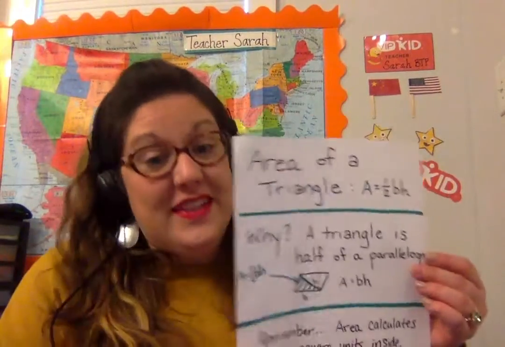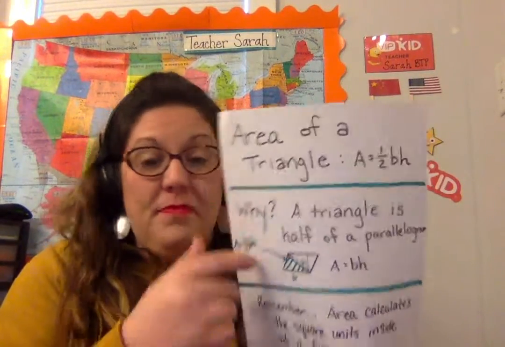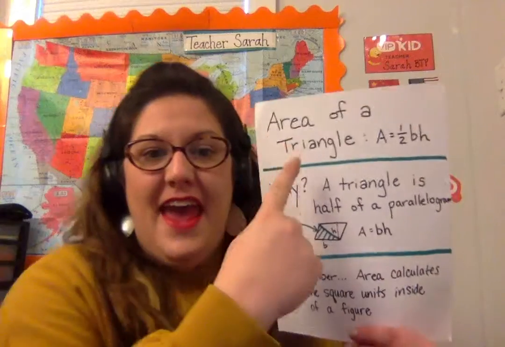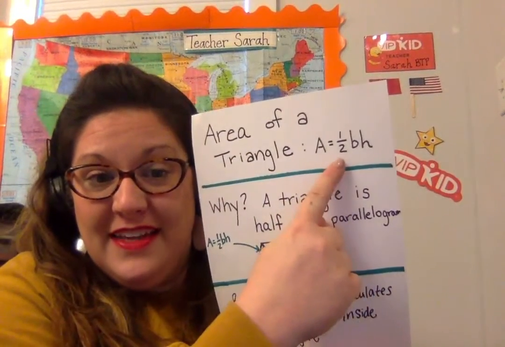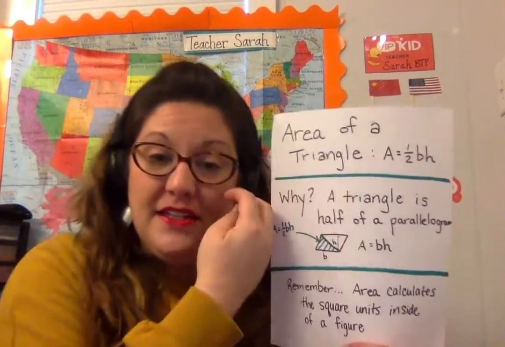Hello students, Mrs. Moon here, and today we're going to do a quick tutorial on calculating the area of a triangle. This is a formula that you should already be familiar with if you are in 7th grade math. The area of a triangle is A equals 1/2 times the base times the height.